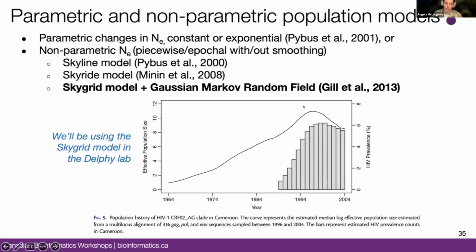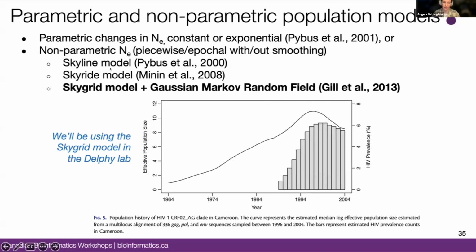Okay, a couple more notes about the coalescent, and then we'll move on. The other thing about the coalescent population models is that you can make them parametric, such as exponential or constant, and these were the early derivations of this model. Or you can use a non-parametric model for the effective population size. These are usually piecewise models: piecewise constant, piecewise linear, sometimes piecewise exponential. And then they usually also apply some smoothing, for example, using the Gaussian Markov random field, GMRF.